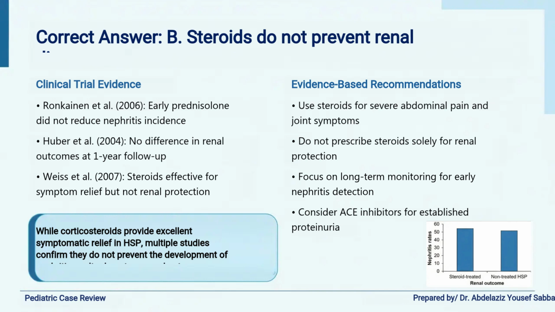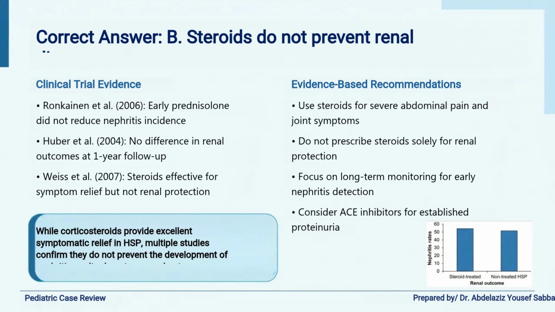This is one of the most important evidence-based conclusions in the management of Henoch-Schönlein Purpura, supported by multiple high-quality clinical trials. 3 landmark studies reached the same conclusion. Ronkainen and colleagues in 2006 showed that early prednisolone did not reduce the incidence of nephritis. Huber and colleagues in 2004 found no difference in renal outcomes at 1-year follow-up between treated and untreated groups. Weiss and colleagues in 2007 confirmed that steroids are effective for symptom relief but not for renal protection.